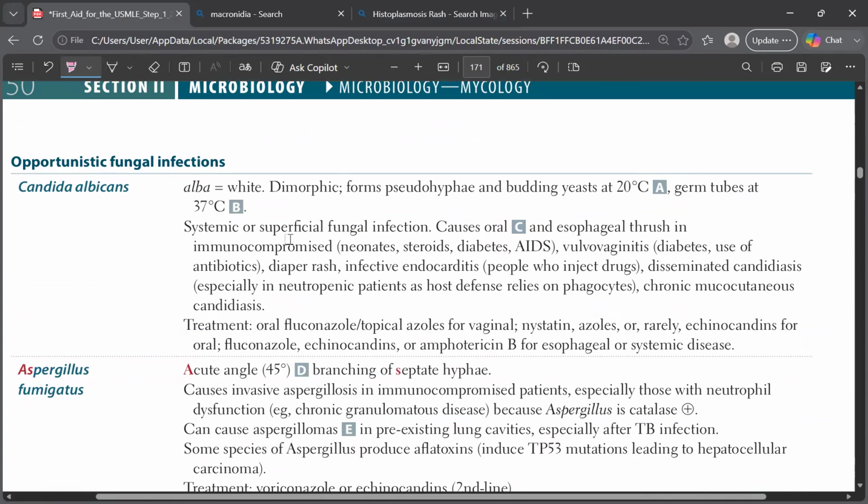It is a systemic or superficial fungal infection. It causes oral and esophageal thrush in immunocompromised, for example the neonates, those taking steroids, diabetics, and AIDS. It causes vulvovaginitis in patients who are diabetic and are using antibiotics. It causes diaper rash. It causes infective endocarditis in people who inject drugs. It causes disseminated candidiasis in neutropenic patients, as host defense relies on phagocytes, and chronic mucocutaneous candidiasis as well.